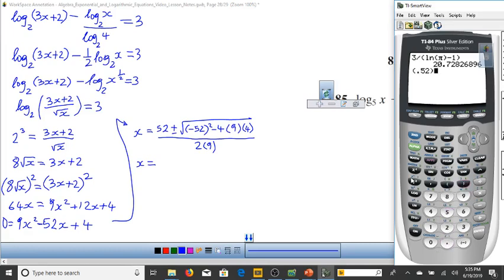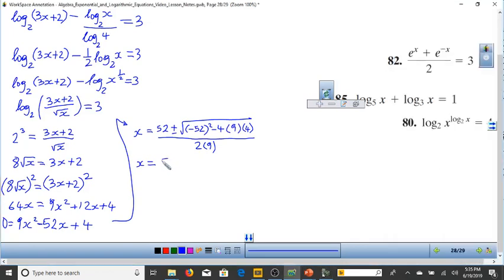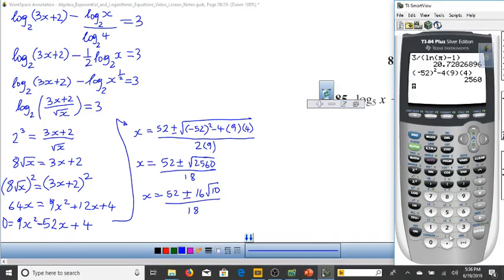Negative 52 squared minus 4 times 9 times another 4. 2560. So that leaves us with 52 plus or minus the square root of 2560 over 18. And that means x is equal to 52 plus or minus 16 square root 10 over 18. And I leave you to work that out to see what that works out to be.